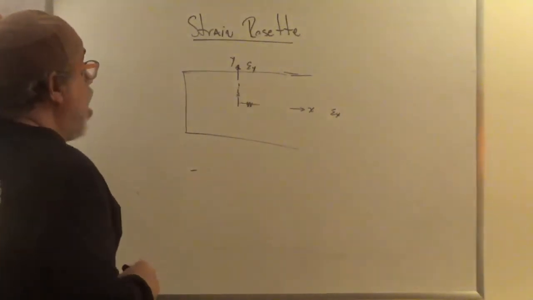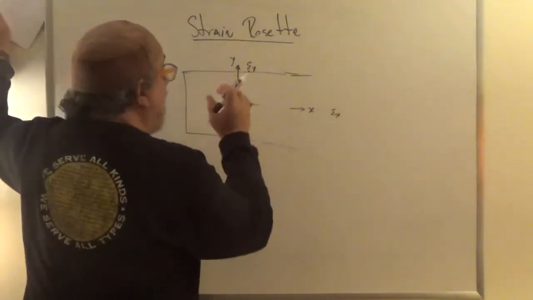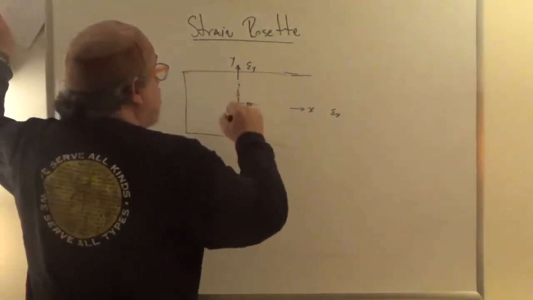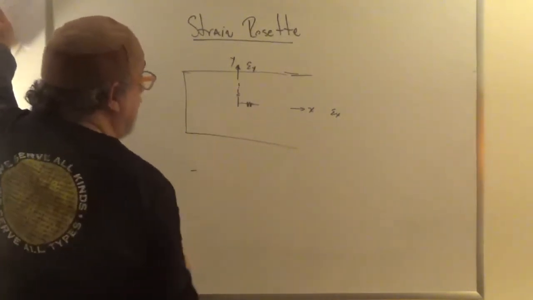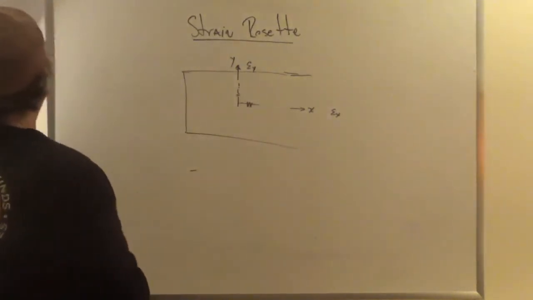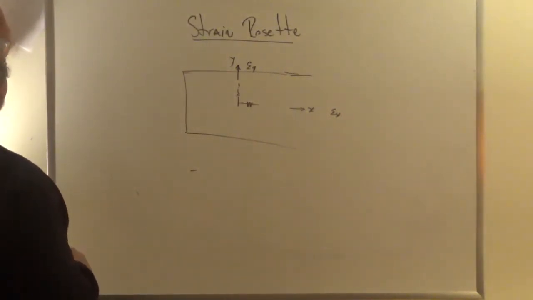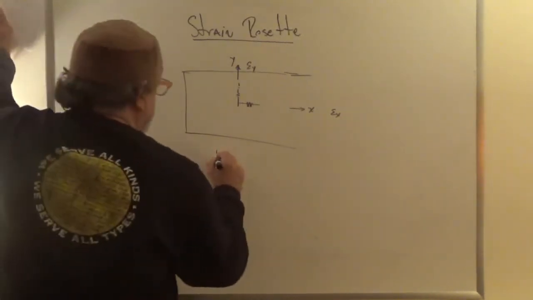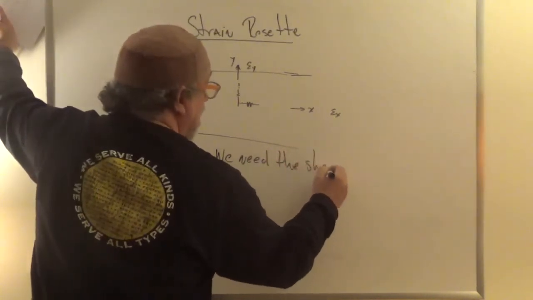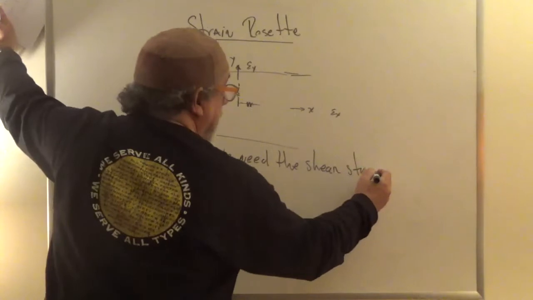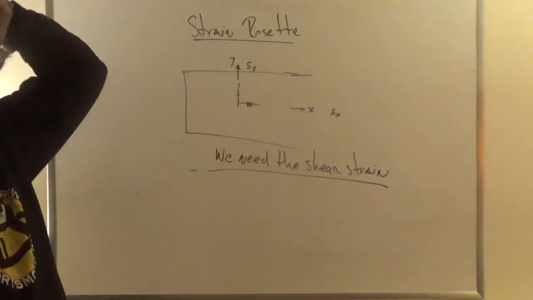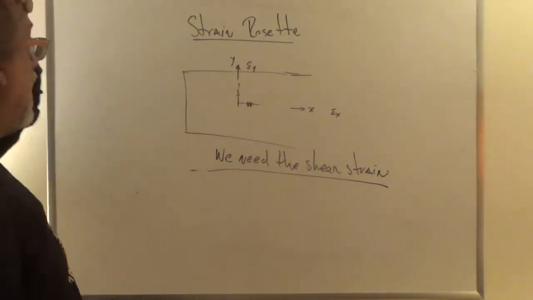But we cannot, just having epsilon x and epsilon y, know what is going on with the full strains, because we would need the shear strain. So the point is that with x and y, it is not possible to fully define the strain field, and we need to have the shear strain. If we have the shear strain, then we can go to our 2D stress-strain relationships and we can find whatever we want to any problem.